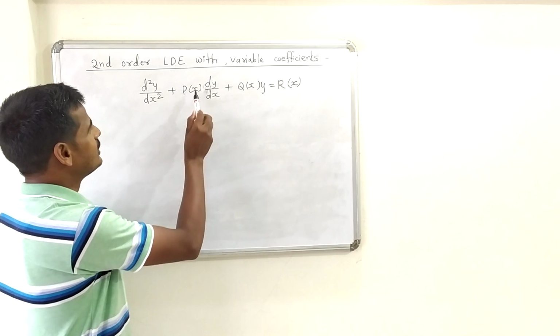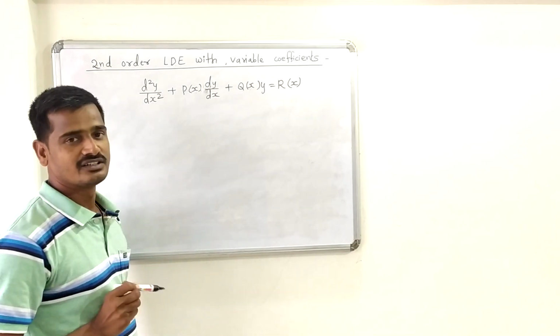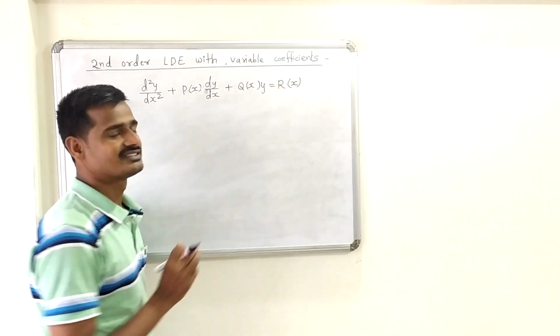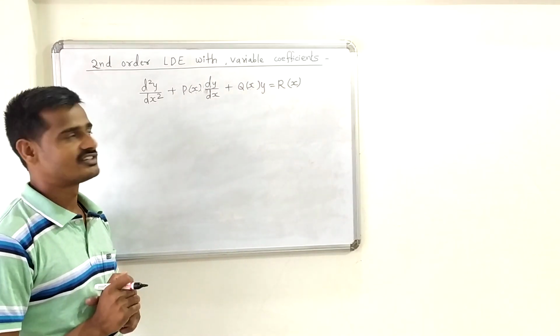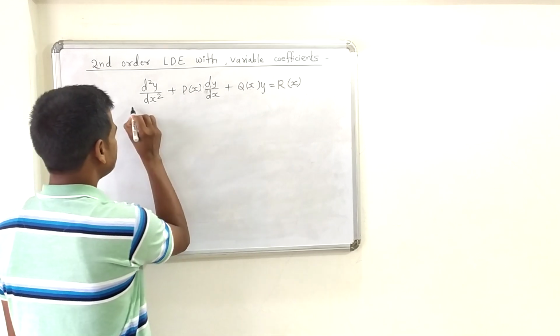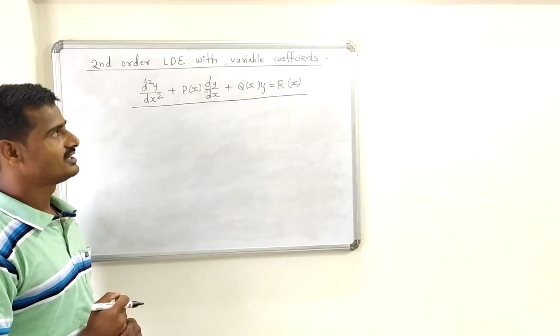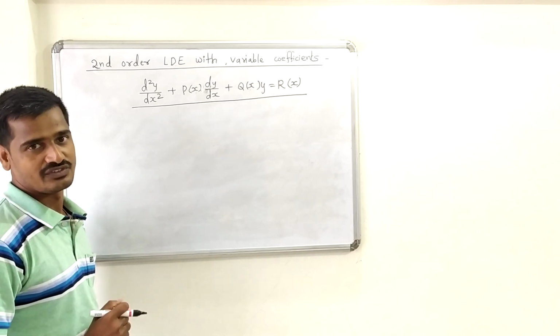See, in this case p of x and q of x are the coefficients, and p of x, q of x and r of x are continuous functions of x. So this is the standard form of second order linear differential equation with variable coefficients.